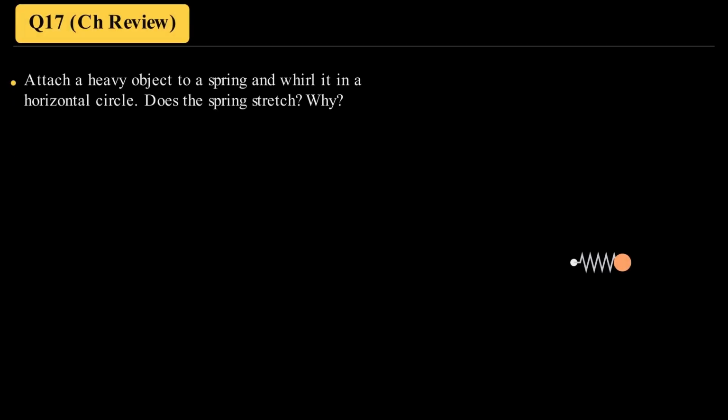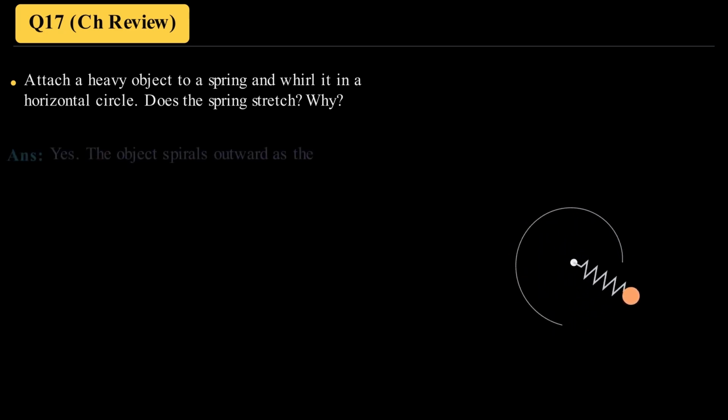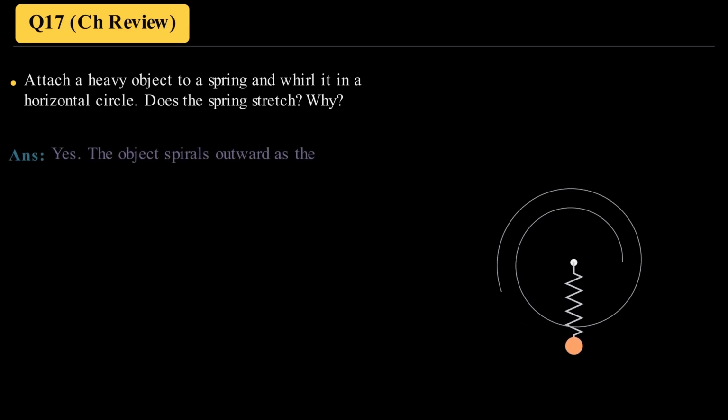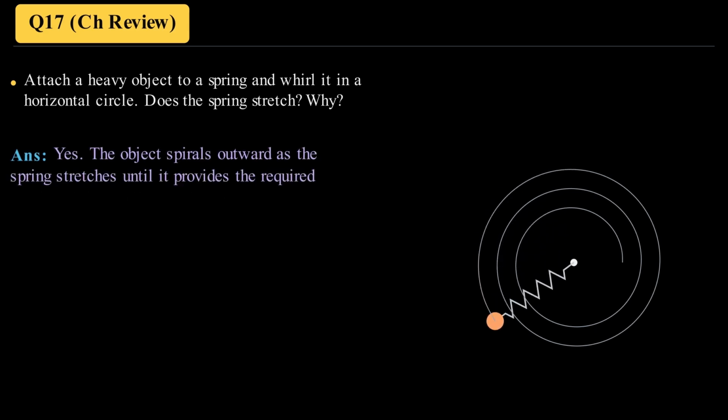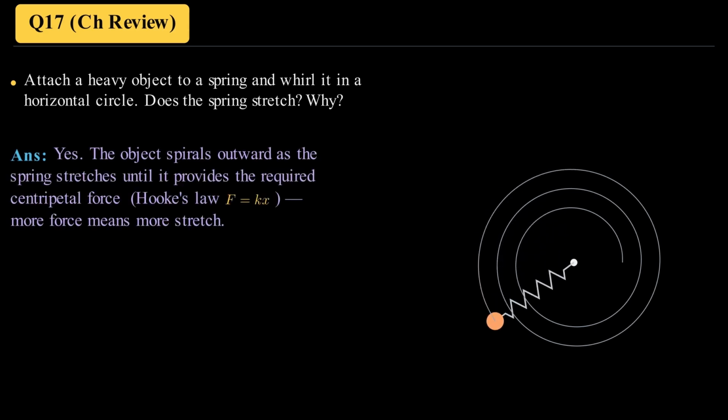We have question 17 from the chapter review. Imagine that you attached a heavy object to one end of a spring and then, while holding the spring at the other end, whirl the spring and object in a horizontal circle. Does the spring stretch? Why? Discuss your answer in terms of the force that maintains circular motion. Yes, the object may move in a spiral path as the spring stretches. The spring stretches until it provides the required centripetal force. That is according to Hooke's law, F equals kx. Greater force means greater stretch.